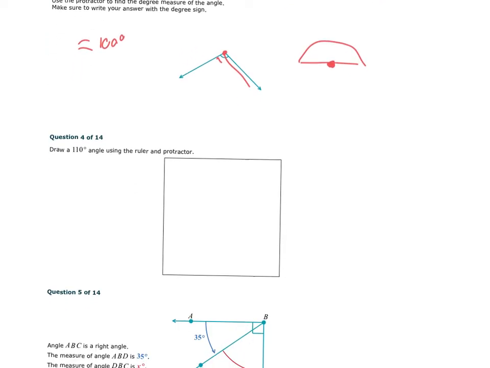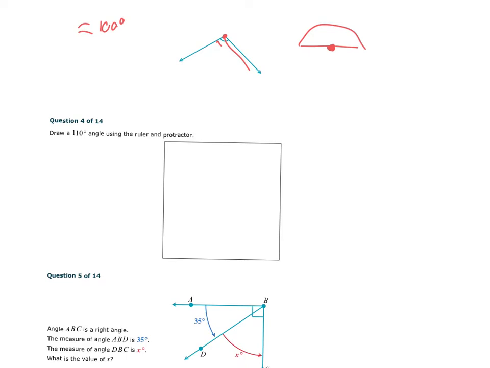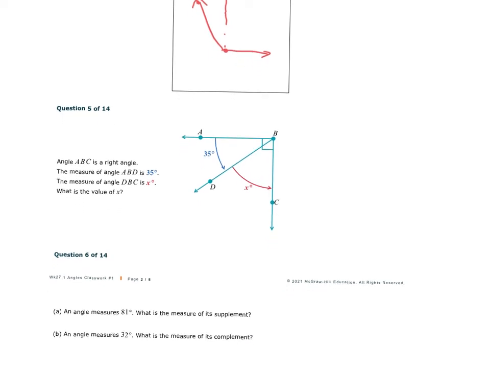Next one says draw an angle that's 110 degrees. Okay, so you start with your line, wherever it's going to be. Then we put the protractor on it. We know it's going to be more than 90. So it's going to be somewhere out in here. Aim up at 110. You know it's an obtuse angle.